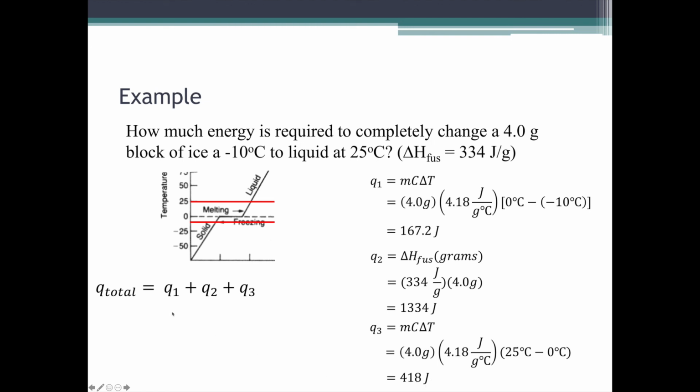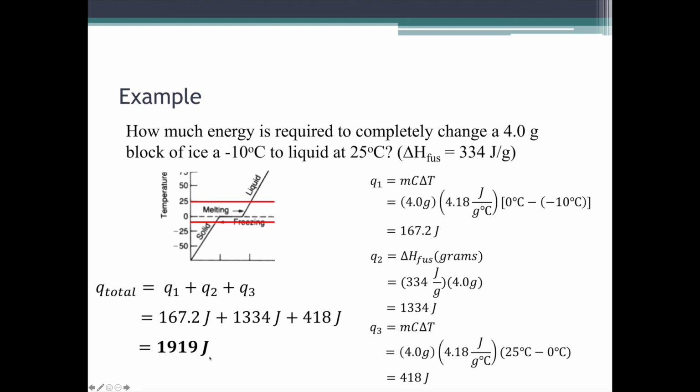So I'm going to add all three of these together. Notice how each one of these is in joules. Now when you're doing a phase change, it's not usually in joules. When we get molar heat, usually it's in kilojoules. So what would you do if you had joules, kilojoules, joules? You would just take this and convert it to joules. Or conversely, you could take the two joules values and convert them to kilojoules. Doesn't really matter if the question doesn't specify, which my question doesn't. So leaving it in joules is easiest for me. So I'm going to take these three values and add them together to get 1,919 joules.